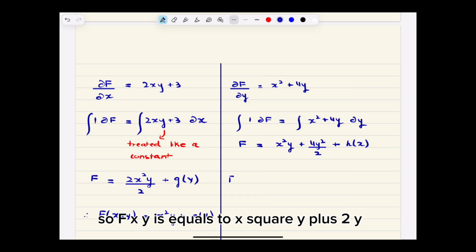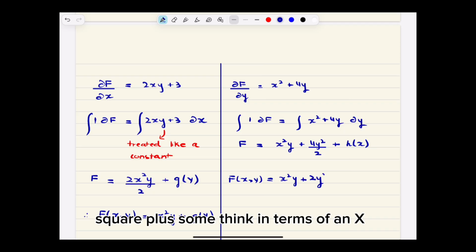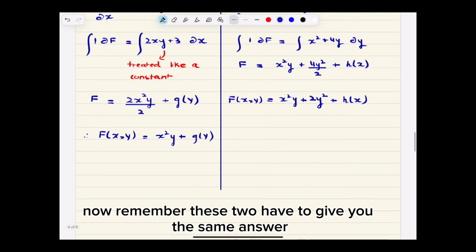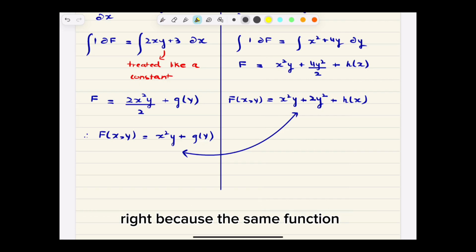So f(x, y) is equal to x squared y plus 2y squared plus something in terms of x. Now remember, these two have to give you the same answer, right? Because it's the same function. We have an x squared y here and we have an x squared y there.